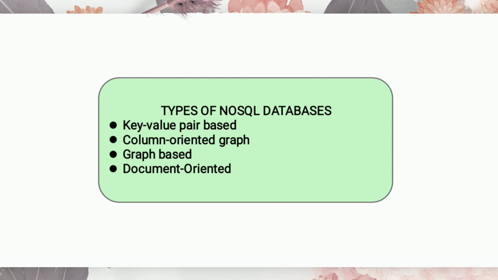Third type is graph-based. A graph-type database stores entities as well as the relations amongst those entities. The entity is stored as a node with the relationship as an edge. Graph-based databases are mostly used for social networks. Fourth type is document-oriented. A document-oriented NoSQL database stores and retrieves data as a key-value pair, but the value part is stored as a document. The document type is mostly used for CMS systems, blogging platforms, real-time analytics, and e-commerce applications.